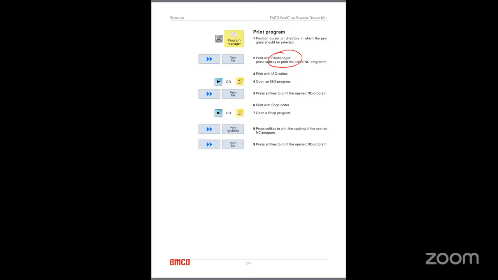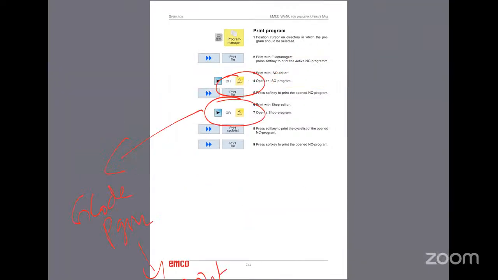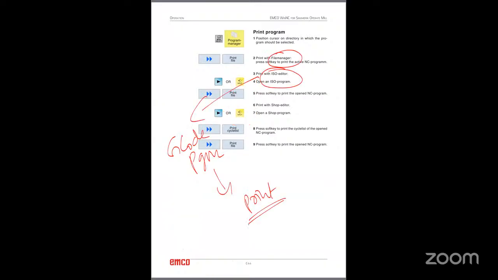The next one is print with ISO editor. ISO editor means we will open the G code program and then we will print that G code program only. Just open the program. So this is our program, right? Then after that, you can click the print file. It will directly print.